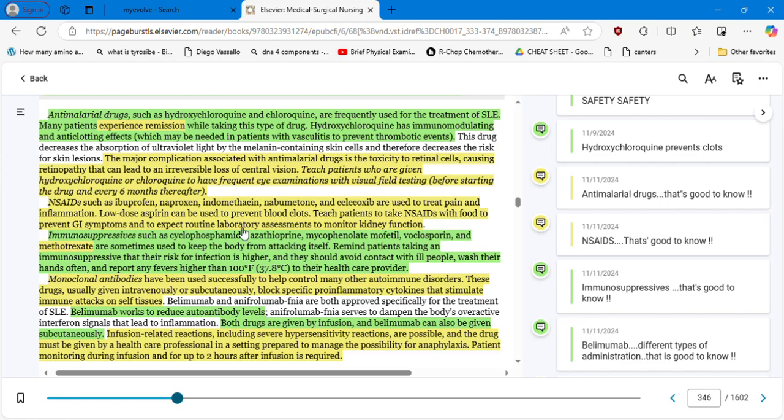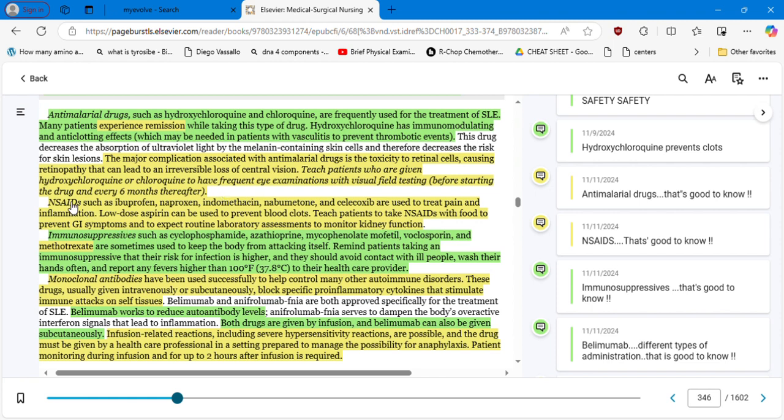Okay, so patients that are taking hydroxychloroquine need to have frequent eye examinations with visual field testing before starting the drug and every 6 months thereafter. This is in the case of patients that are going to take this medication for a long term, right?